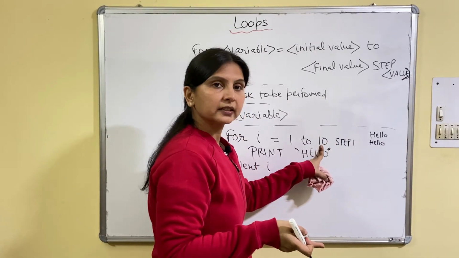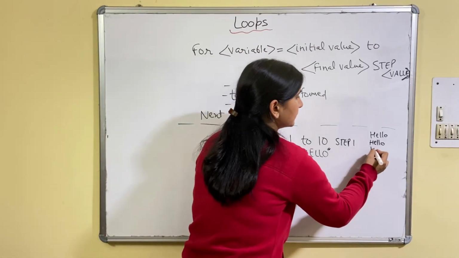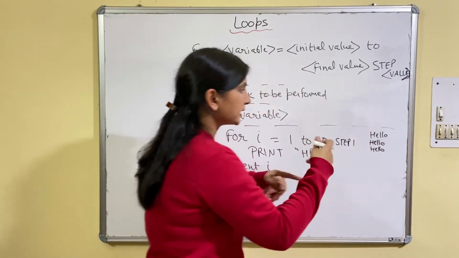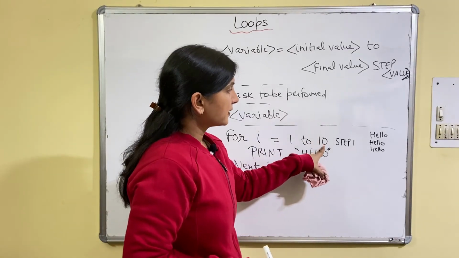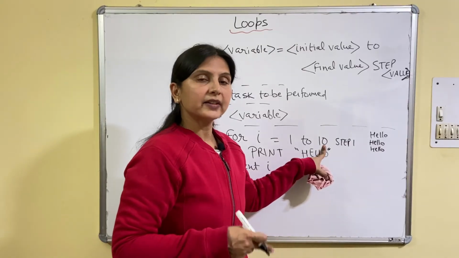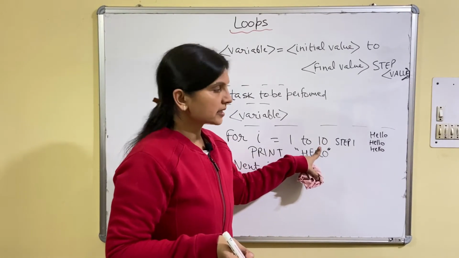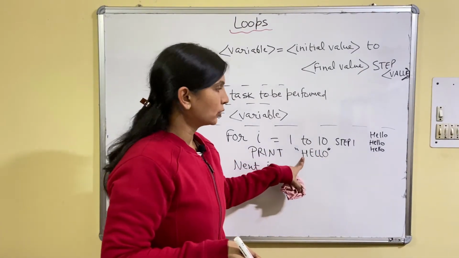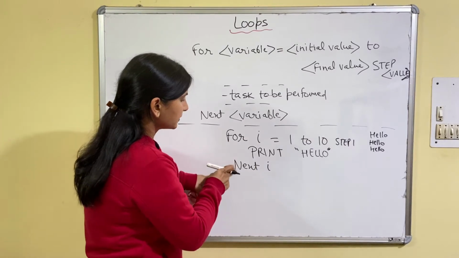Condition will be checked. Condition true. Inside, print hello. Similarly, it will go on until this value I exceeds 10. As the value of I exceeds 10, condition will become false. It will come out. It will not go inside. So two statements are there, for statement and next statement.